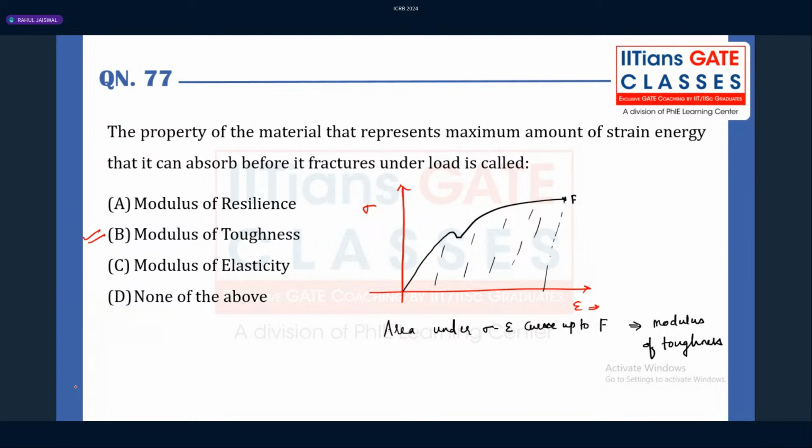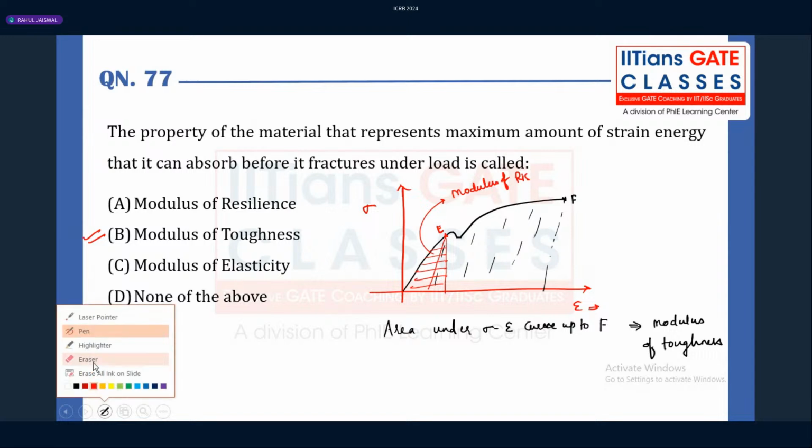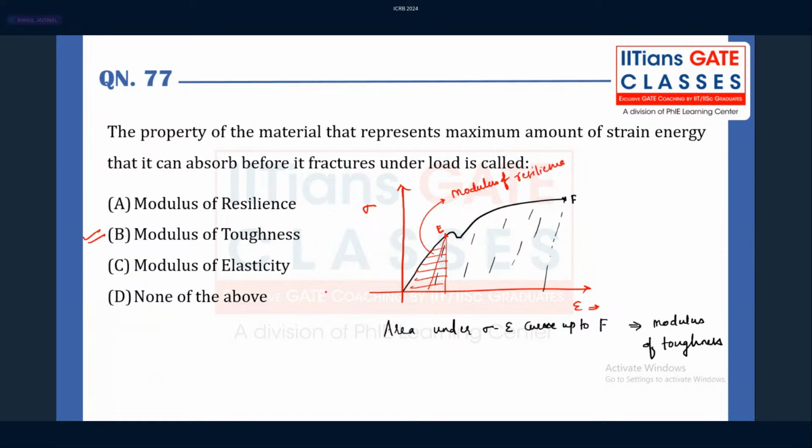Again, the modulus of resilience is basically the area under the stress versus strain diagram up to the elastic limit. This particular area, whatever area we are going to calculate, my dear friend, this is called modulus of resilience, and it is a property of the material. And whatever the total area is, that will be called modulus of toughness.